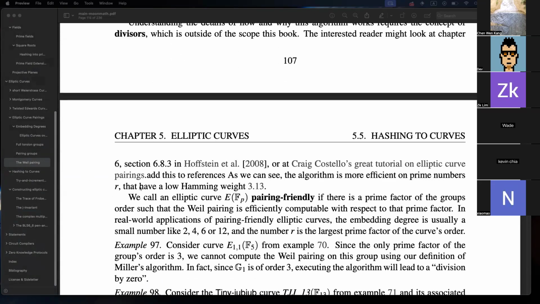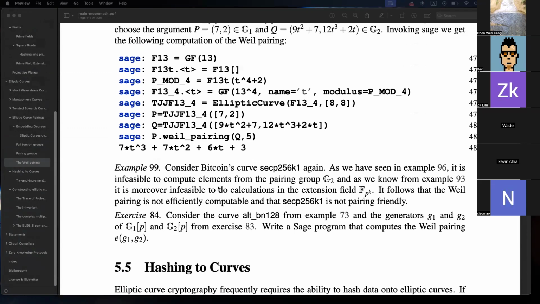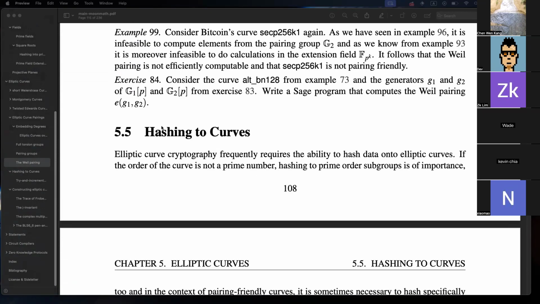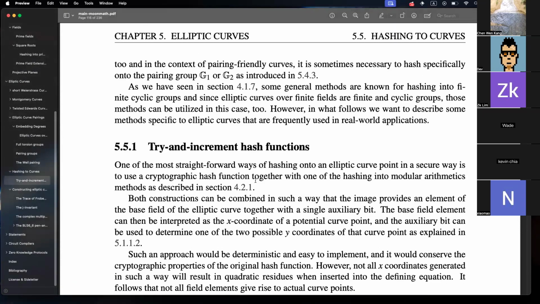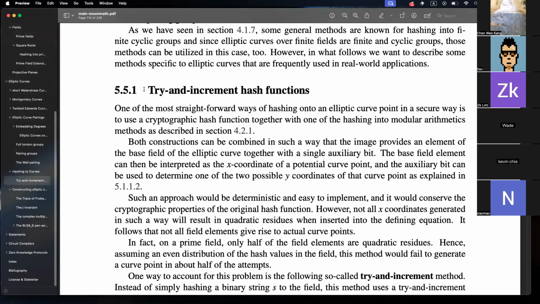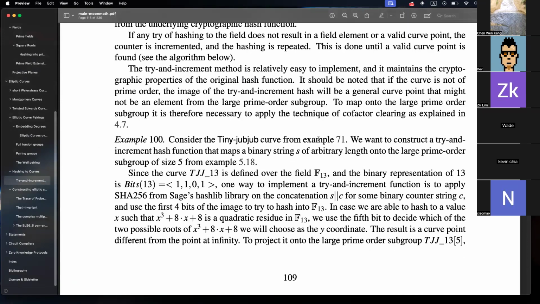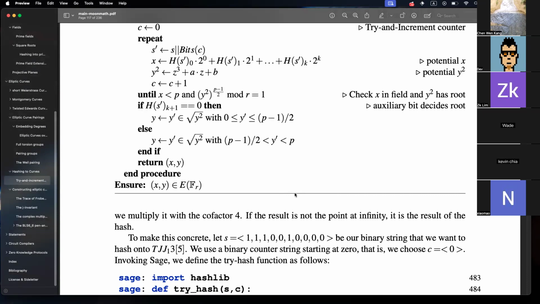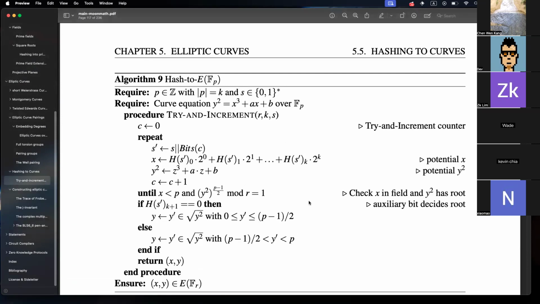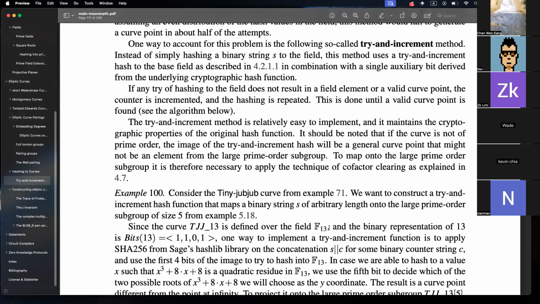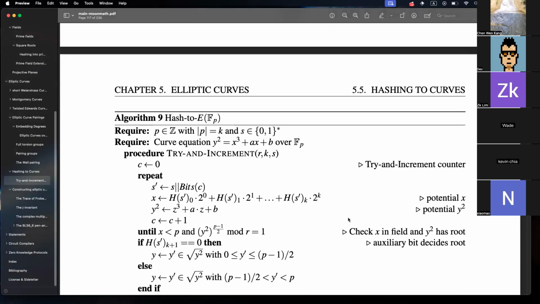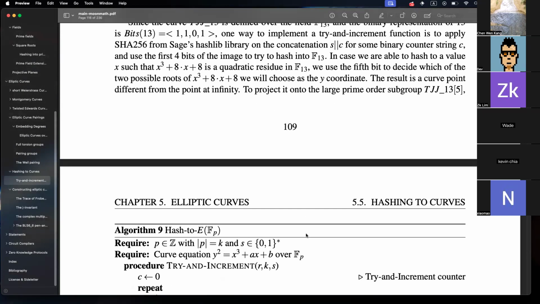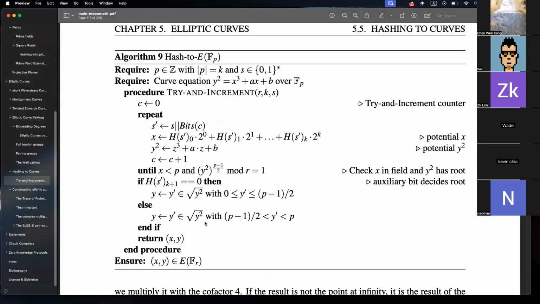Okay, so let's get to the next part: hashing to curves. I think it's just going to be try-and-increment hash functions. This goes into how you might hash your values into a curve. Essentially it just increments the value, and if the value fits into the curve, we accept it; if it doesn't fit, we increment.